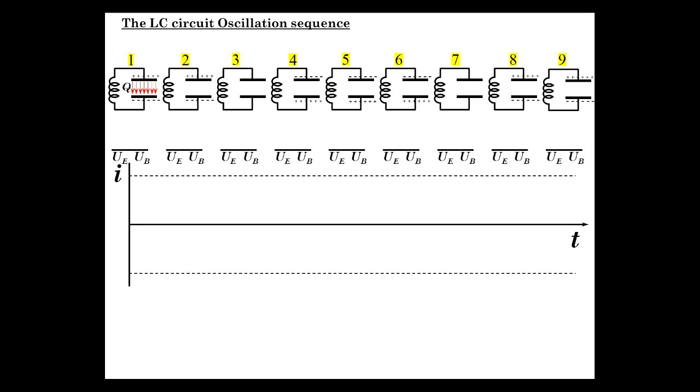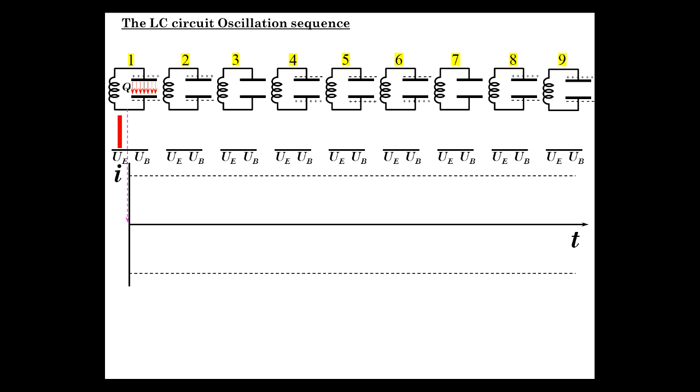So let's do it. Looking at situation 1, we have the capacitor fully charged, maximum Q, and there's no current flow yet. This is time t equal to 0. Electric potential energy is maximum, no magnetic energy because there's no current flow in the coil.